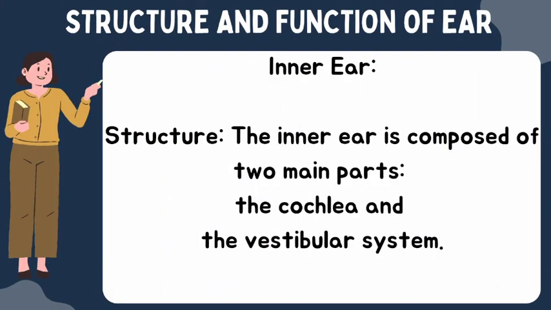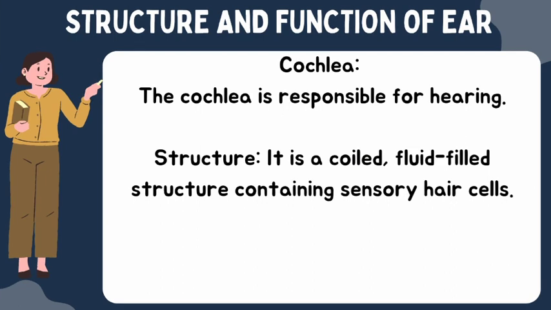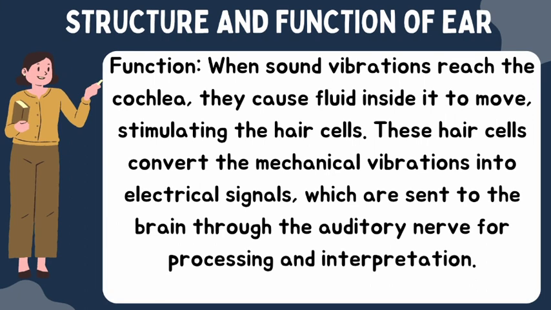Third is inner ear. Its structure: the inner ear is composed of two main parts, the cochlea and the vestibular system. A. Cochlea. The cochlea is responsible for hearing. Its structure: it is a coiled, fluid-filled structure containing sensory hair cells. Function: when sound vibrations reach the cochlea, they cause fluid inside it to move, stimulating the hair cells. These hair cells convert the mechanical vibrations into electrical signals, which are sent to the brain through the auditory nerve for processing and interpretation.